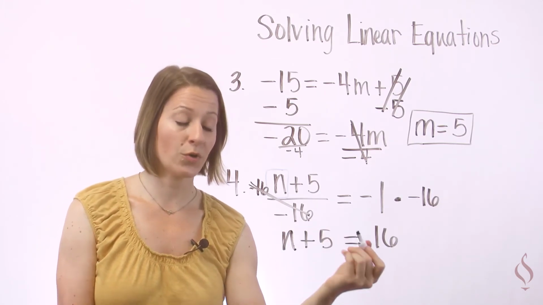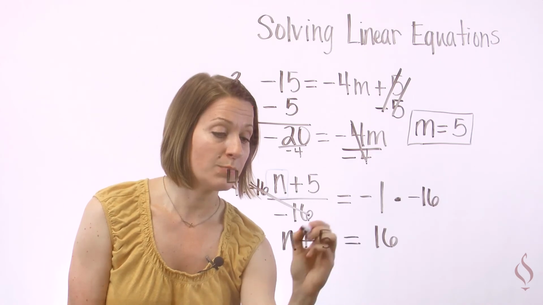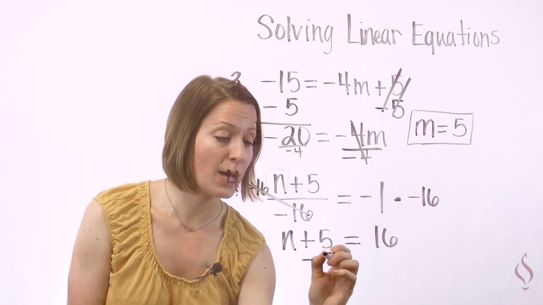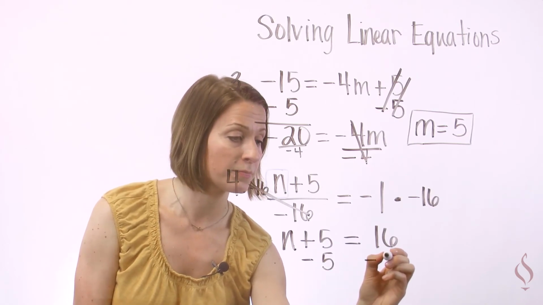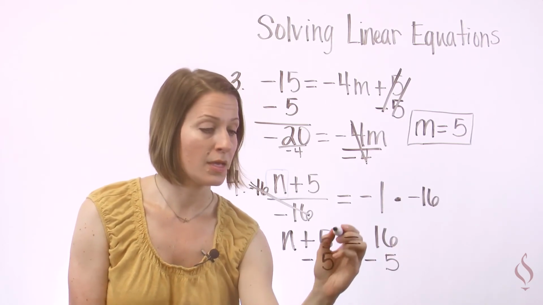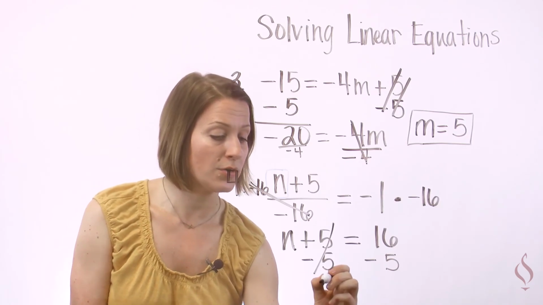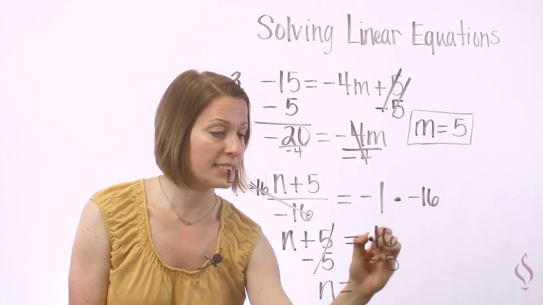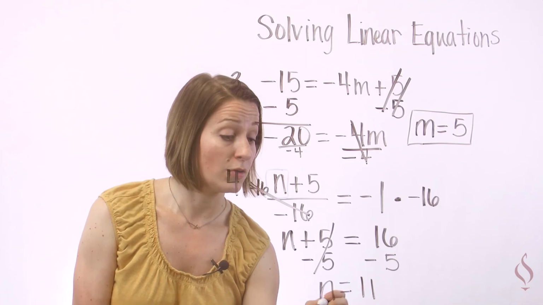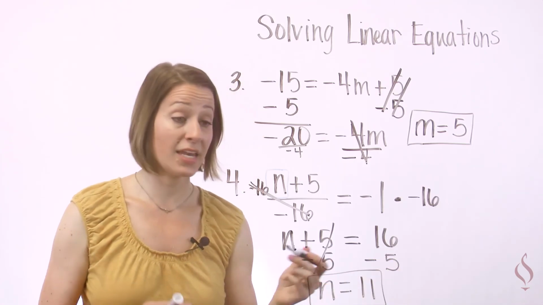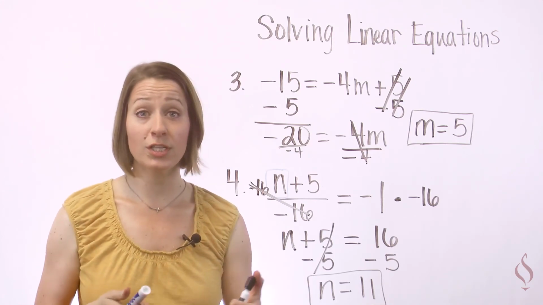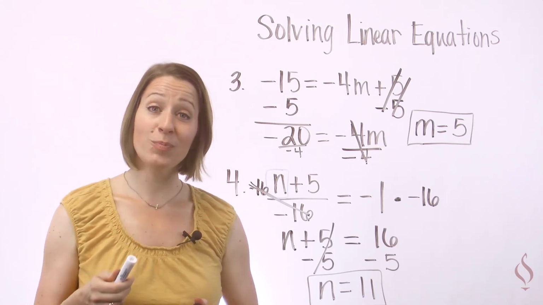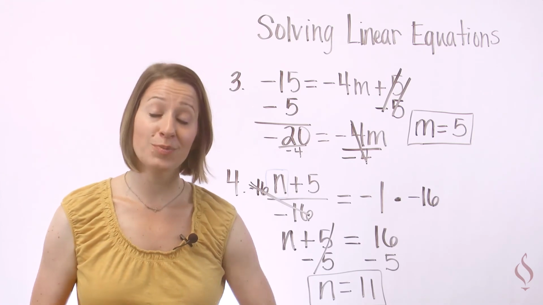Now we can work on our add, subtract. This plus 5, the complete opposite, if we were to rewind the problem, we're going to subtract. That cancels to 0. And n equals 16 minus 5, which is 11. And again, take some time and go back and plug in 11 because you want to make sure you get the problem right. Okay, I want you to pause the video. I want you to try some of these problems on your own.